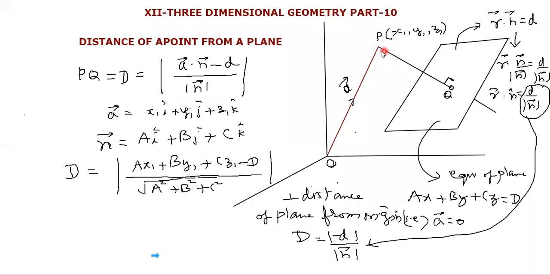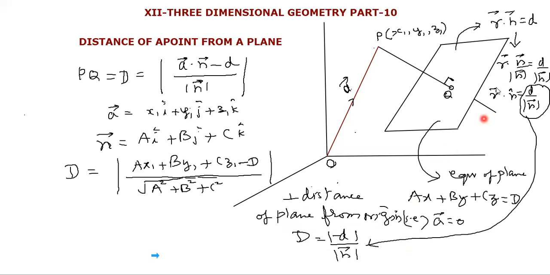So I think you understood that when P is taken at O, the distance PQ becomes the distance from the origin. And when P comes at O, this A vector becomes 0. That's why I have taken A vector 0, and this value of A vector you have to put here. When you put 0 here, 0 into n, 0 minus t, so that's the absolute value of minus d upon n vector. This is the distance of the plane from the origin.